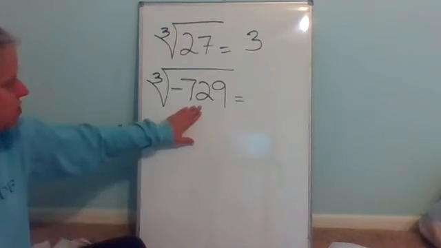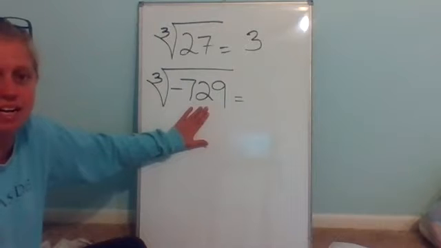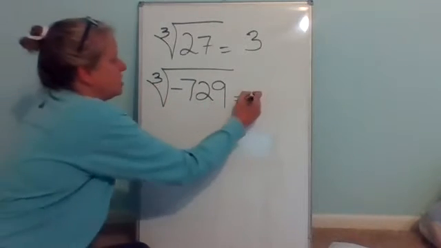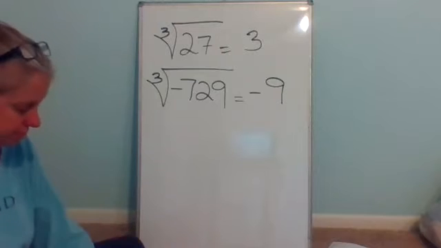So you would just look in your list and see the 729 and see that the cube root of 729 would be 9. So the cube root of negative 729 would just be negative 9.